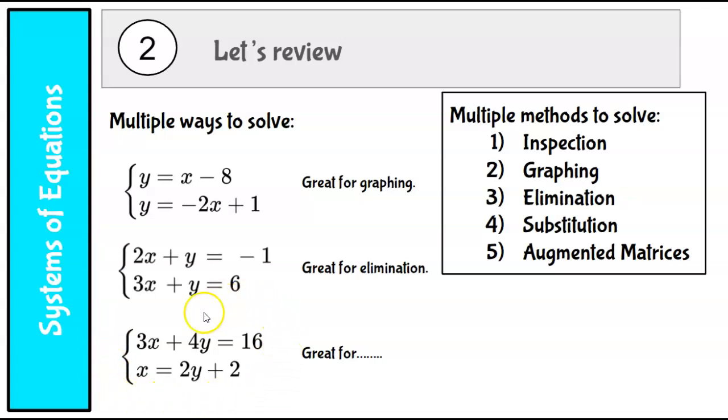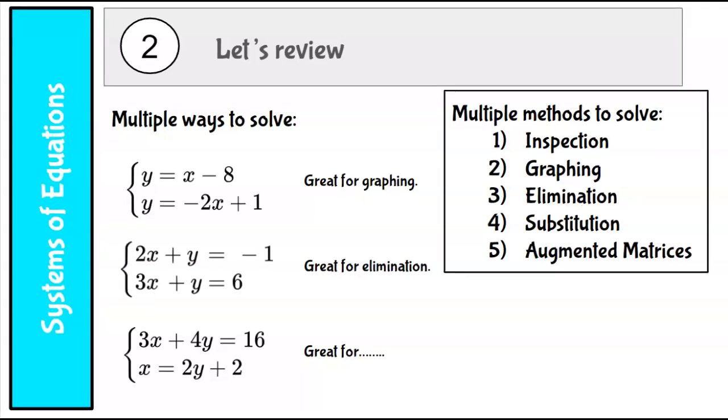This one down here, we have one that sort of looks like it's in slope-intercept form, except it's solved for x instead of y. And we have one in standard form. So we have one that's solved for a variable and one that's in standard form. This is great for something else. Let's talk about what that is in just a second.